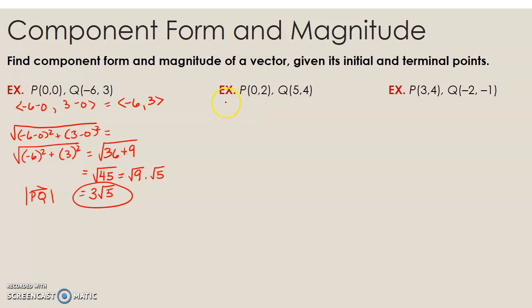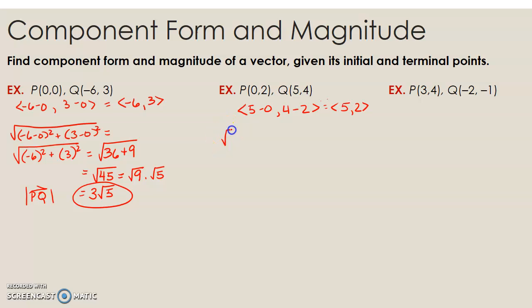So let's try it a second time. You've got 4 minus 2 is your front. Oops, sorry, it's not your front one. I think I switched over into slope all of a sudden. So what you've got here is the horizontal movement first, 5 minus 0, and then the vertical movement, 4 minus 2. So that gives you a component form of 5, 2.